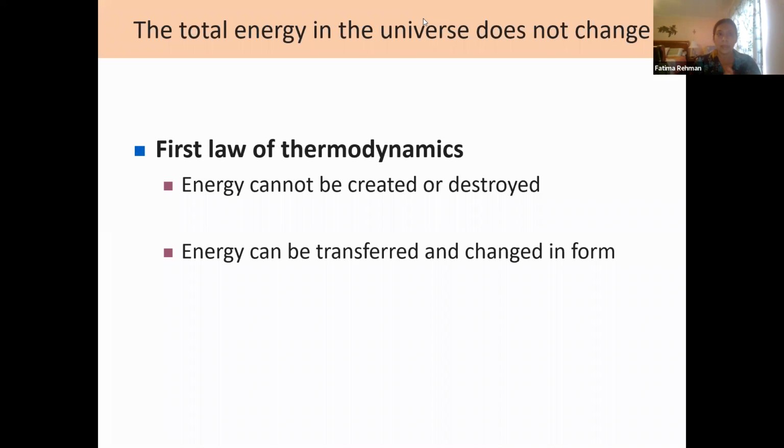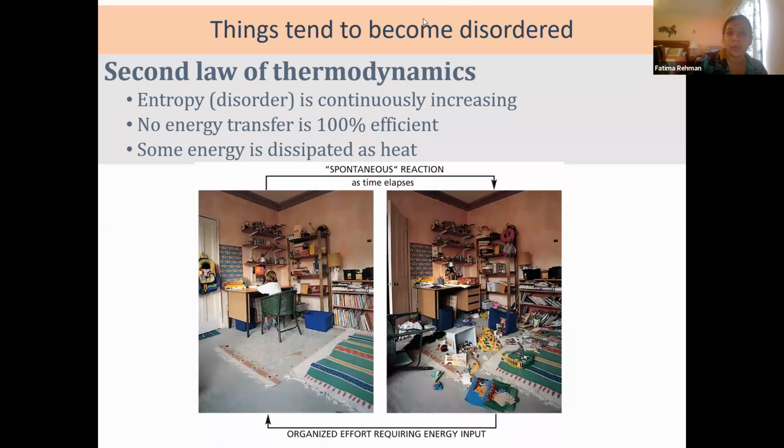So, reminding you of the laws of physics. The first law has two parts: that energy cannot be created or destroyed. However, this energy can be transferred and changed in form. So while we cannot destroy or create energy, we can take it from outside and then utilize it, or we can transfer it outside and utilize it in that way as well.